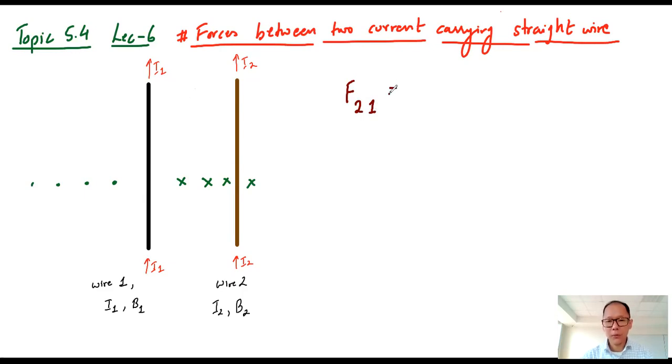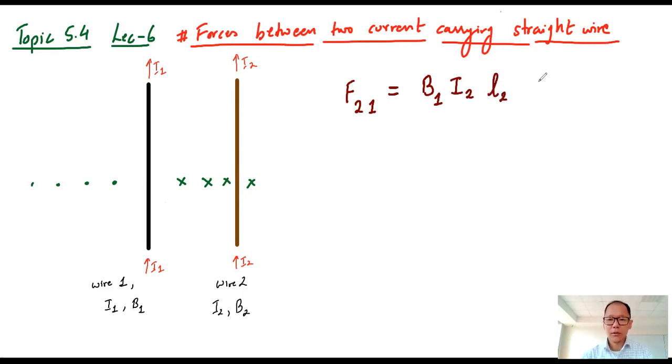For this one, because the formula is BIL, I can just write the magnetic field, but the magnetic field of whose? It's of 1, right? So the magnetic field of 1. And I, the current, is the current in wire 2. And the length is the length of wire 2.